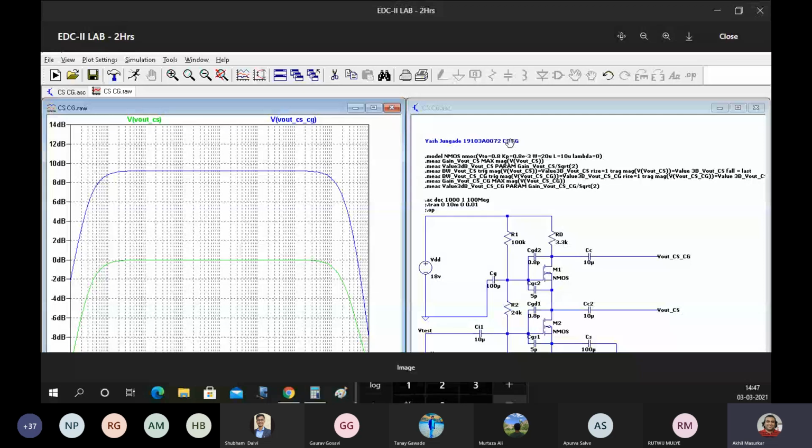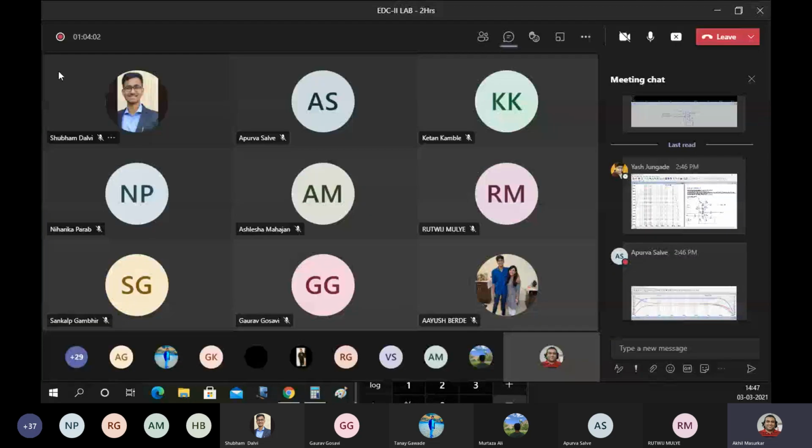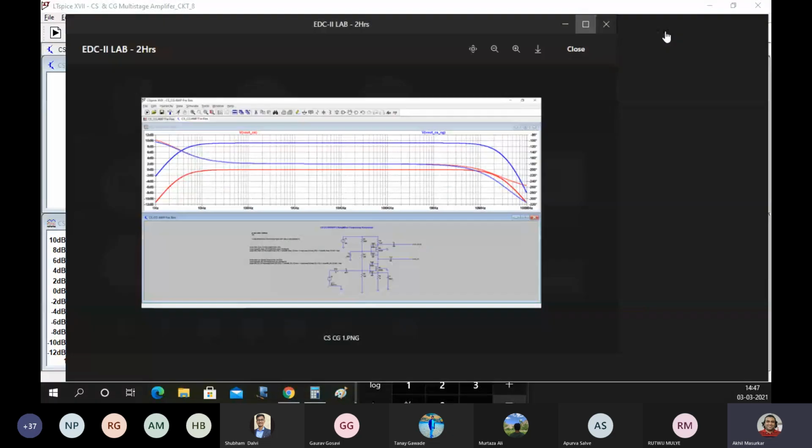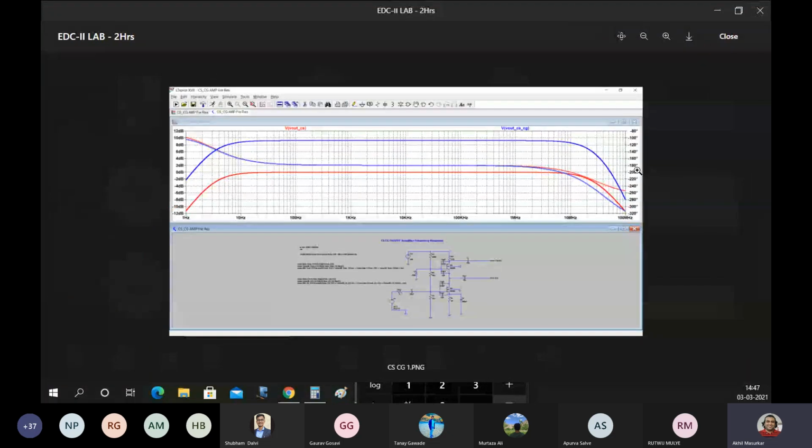Okay. Apurva, remove the phase plots. Remove these phase plots at the side. So you right click on this here and say don't plot phase. Have you got it, Apurva? Yes, sir.